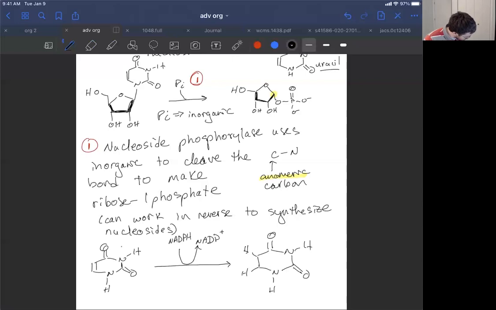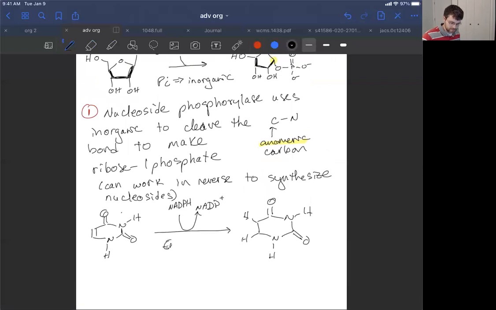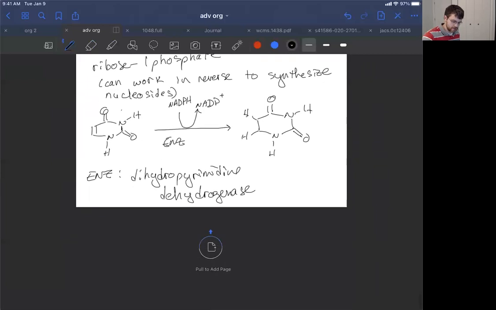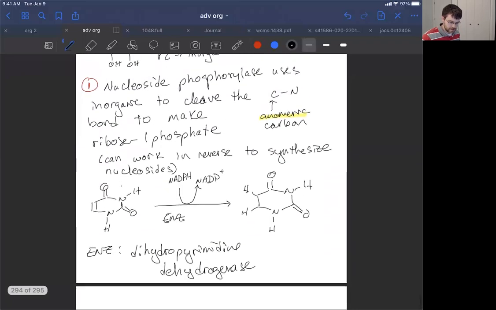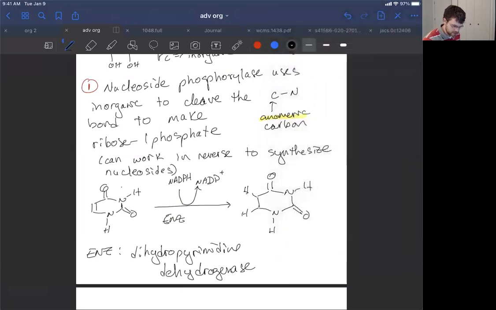This enzyme is called dihydropyrimidine dehydrogenase. So this is the enzyme. Okay, so that's a mouthful for sure. I'm just going to make a new page here. Okay, so the name here is certainly a mouthful, this dihydropyrimidine dehydrogenase.